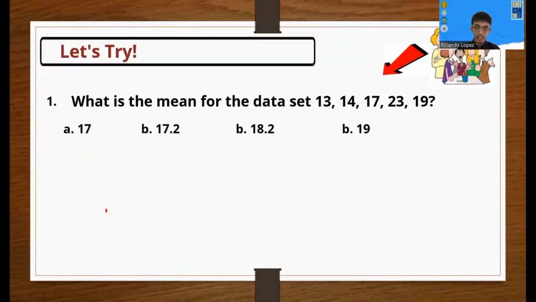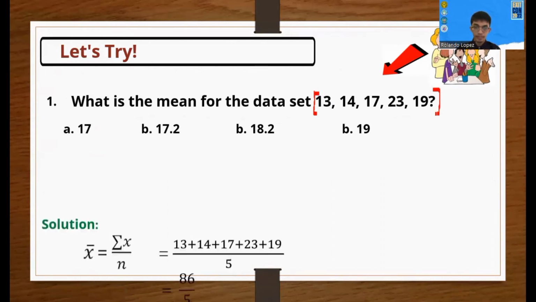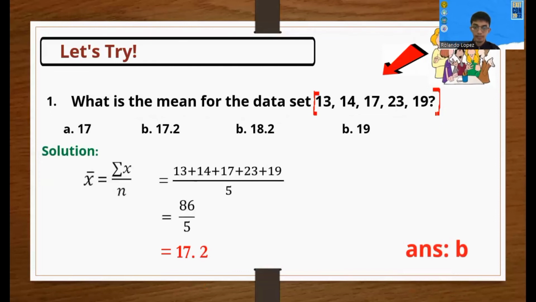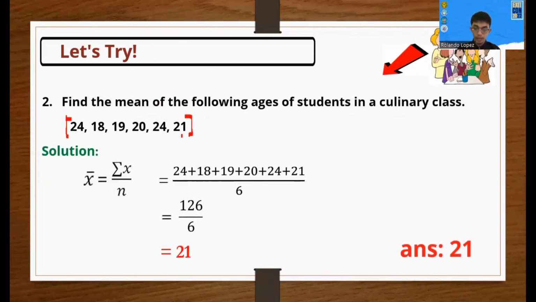Now try to answer this to assist yourself if you understand how to get the mean. For question number 1, what is the mean for the data set? This data set. I give you 1 minute to answer this. Let's check your answer. Yes, correct. I guess you already observed how to compute the mean because all of you got the correct answer.